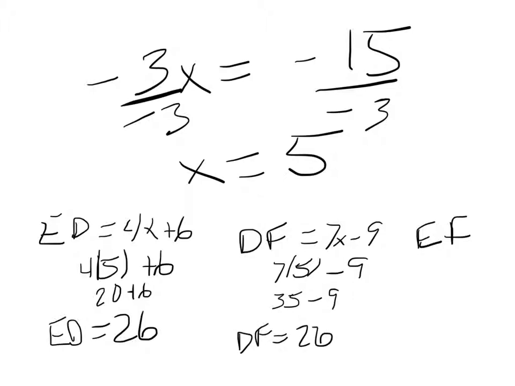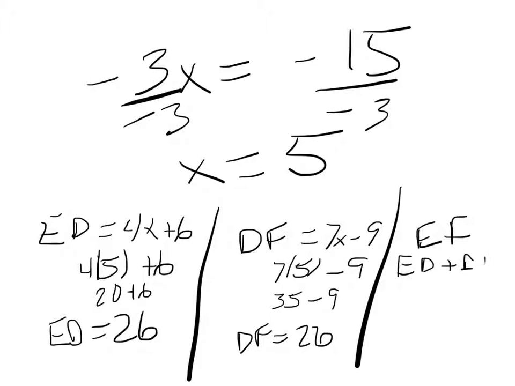Okay? So here's our two pieces. Now EF, we know, is ED plus DF. Segment addition tells us that the whole length is the left half added to the right half. Well, if ED was 26 and DF was 26, we can add them together to get EF equals 52.